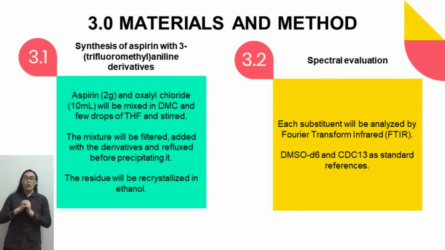First, the aspirin with oxalyl chloride will be mixed in dichloromethane and a few drops of tetrahydrofuran before they will be stirred. This mixture will then be filtered, added with the mentioned derivative before precipitating it. The residue will then be recrystallized in ethanol. The recrystallized product will then be evaluated using Fourier transform infrared, hydrogen-1, and carbon-13 nuclear magnetic resonance spectrometers. There will be two references to view on this substance.